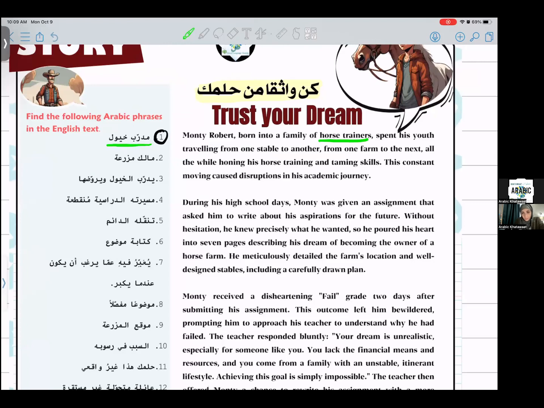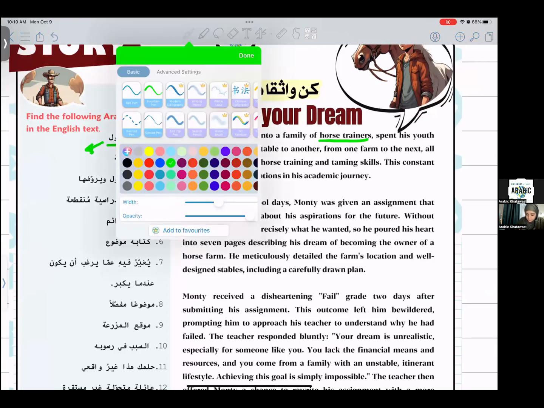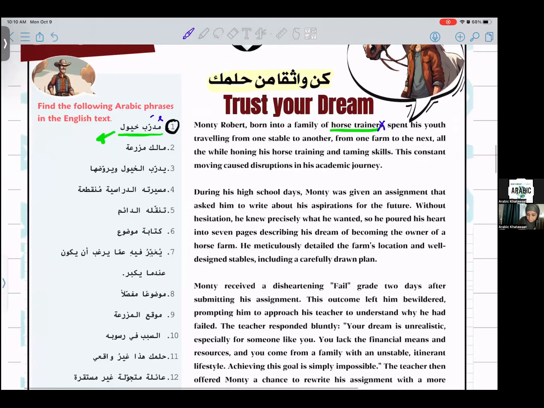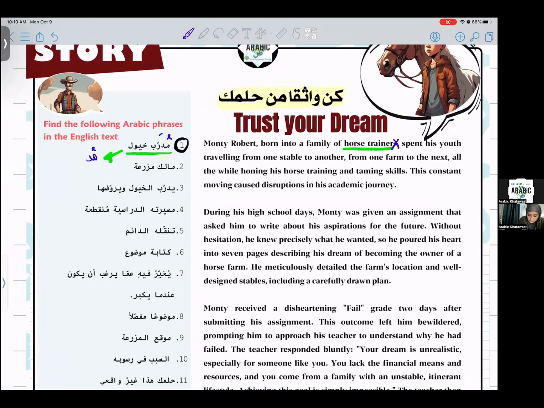In English, I have horse trainers, and in Arabic, we introduced the text as saying like he would like to become a horse trainer. So we're going to say مدرب خيول as horse trainer without the S. So when we're translating, you have to be very careful with the gender as well as the plural form. مدرب is singular for trainer. If I'm going to say trainers, it will be مدربون. And here's my opportunity to learn the plural form.